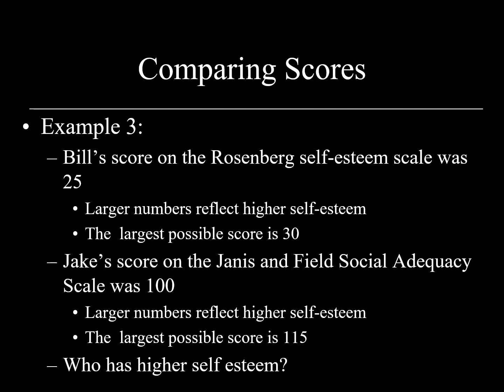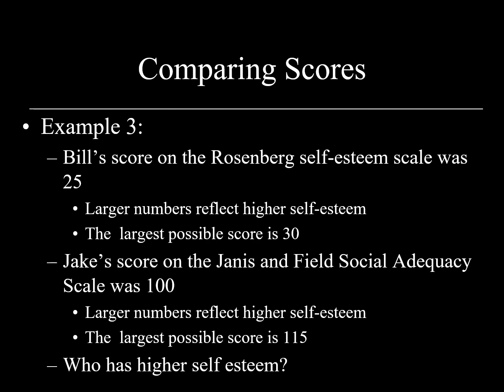So another example, Bill's score on the Rosenberg self-esteem scale is 25. Larger numbers reflect higher self-esteem, and the largest possible score is 30. Jake's score on the Janis-Field social adequacy scale was 100. Larger numbers reflect higher self-esteem, and the largest possible score is 115. Who has the higher self-esteem?